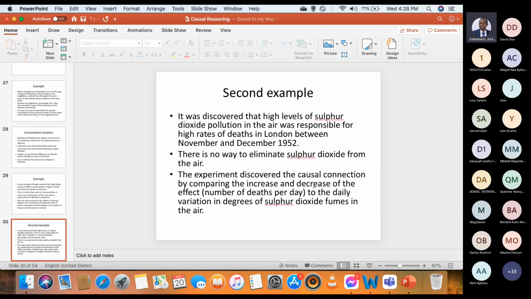So sulfur dioxide is part and parcel of the air, so if you want to know whether sulfur dioxide is causing a particular health problem, then you'll be measuring for its degree, not its presence or absence. And then you would already know the degree at which sulfur dioxide is okay or healthy. And so you'll be measuring whether the degree is a healthy one or an unhealthy one.